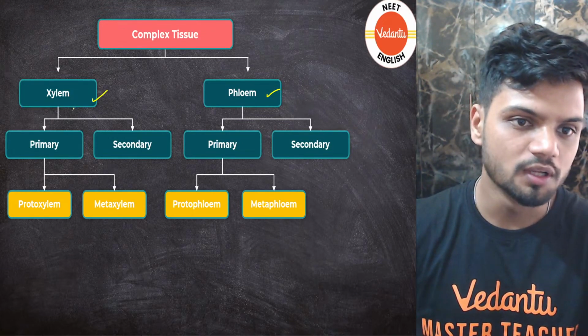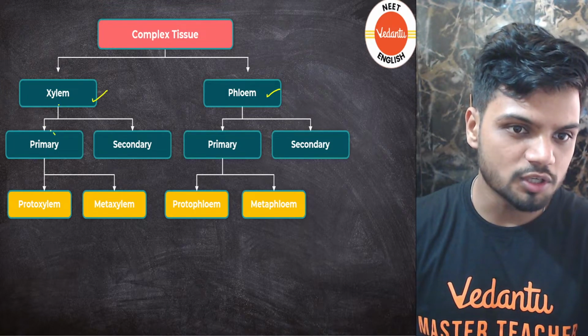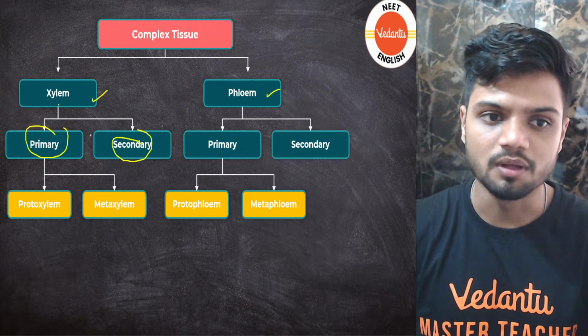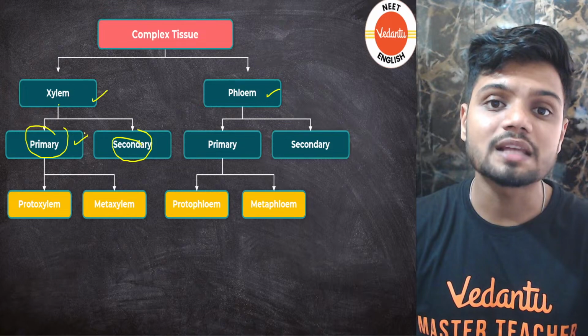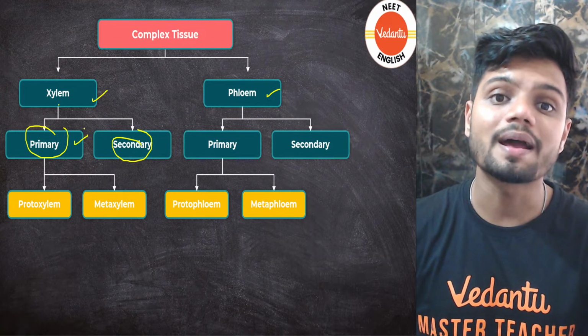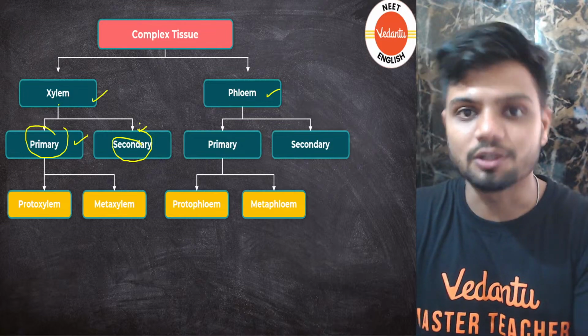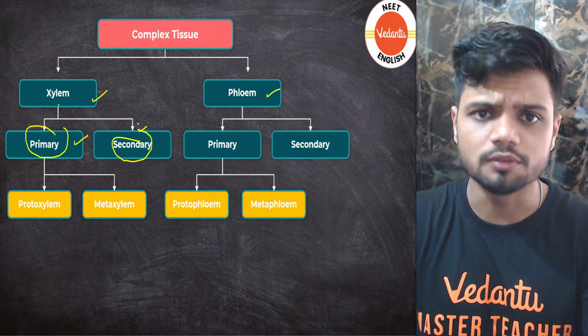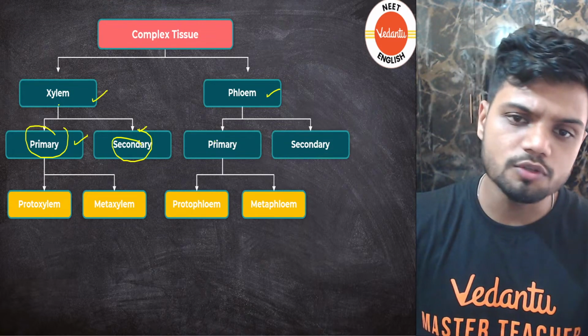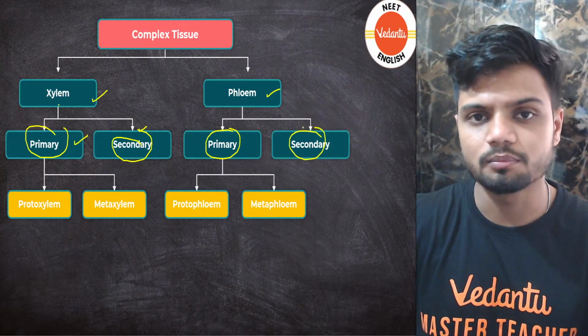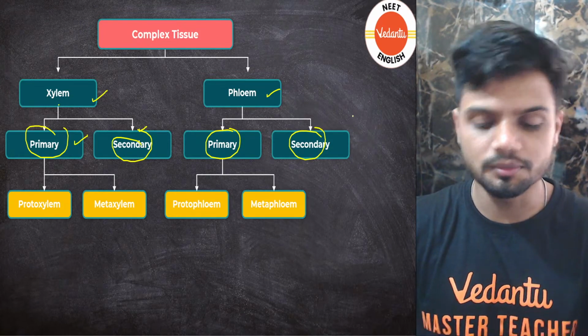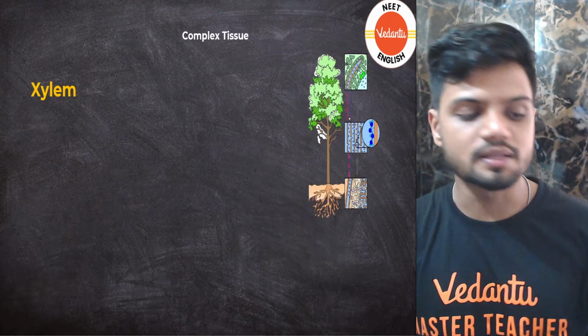First, in xylem we have primary xylem and secondary xylem. Primary xylem is present in the plant's life cycle in the starting stage, like your parenchyma, collenchyma. Secondary xylem is produced later on, which is wood. In phloem also we have primary phloem and secondary phloem, present later in the plant's life. Now, first we understand xylem.